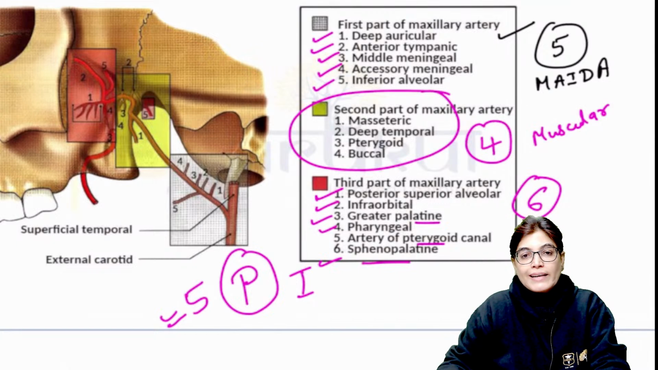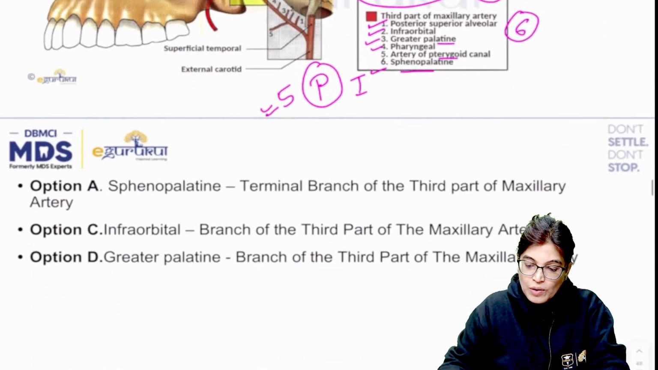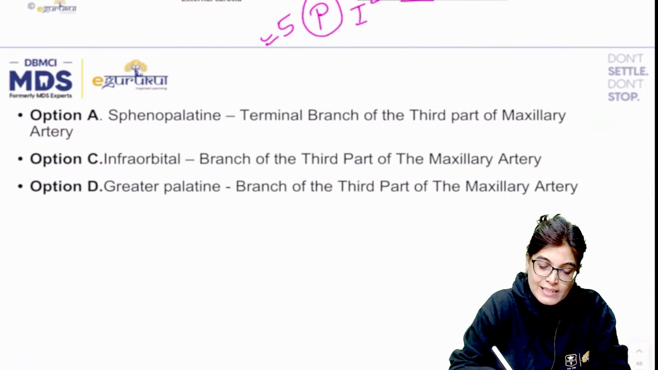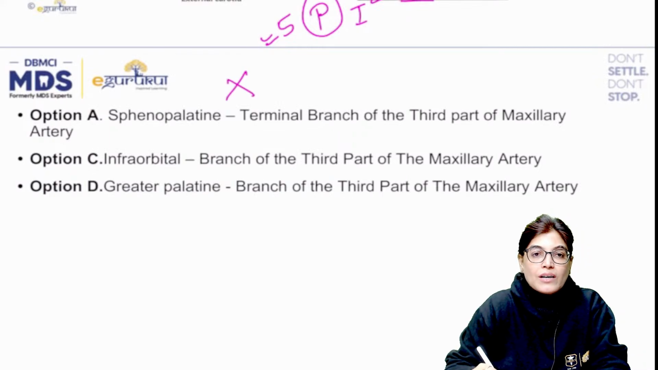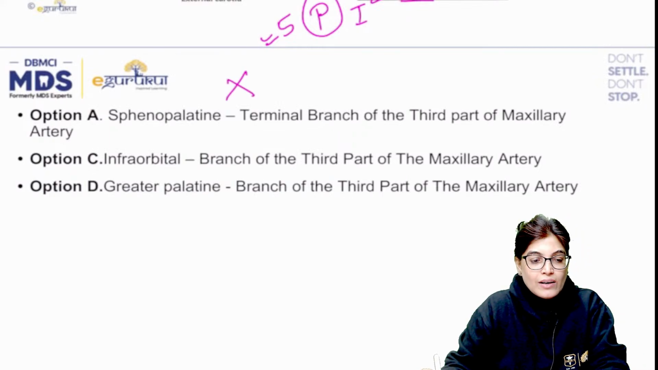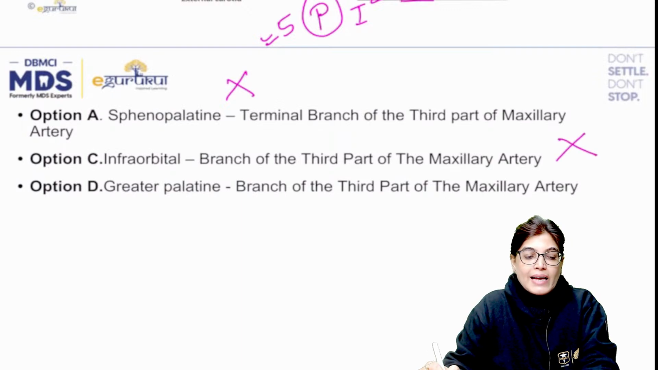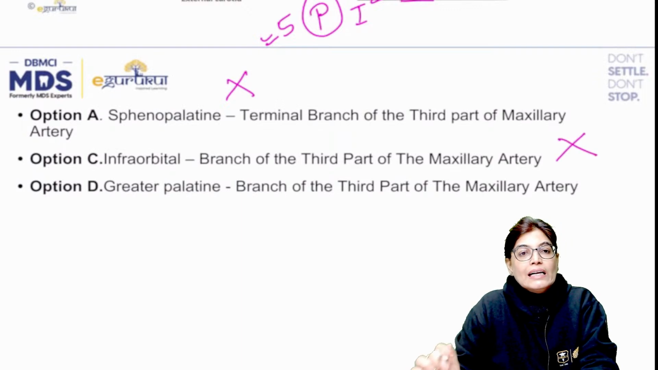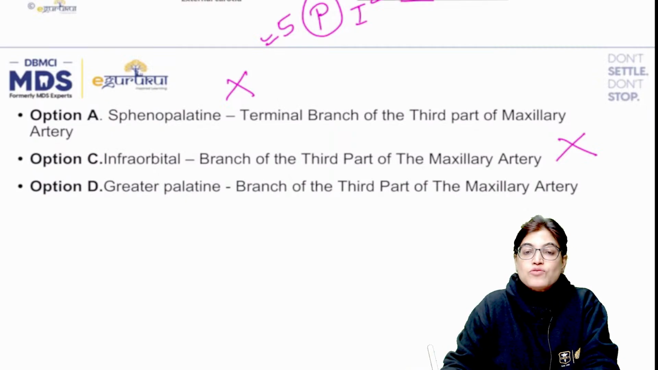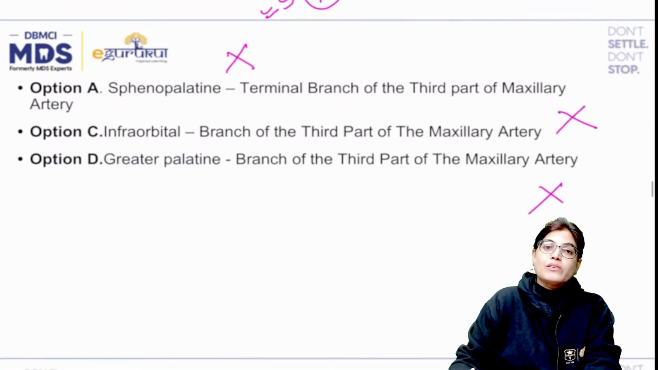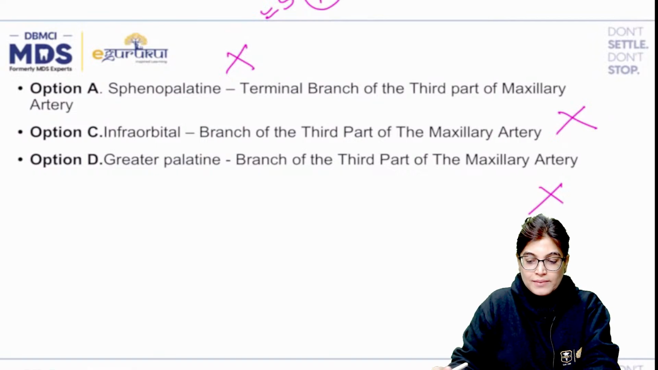Now let's talk about the next question. Before that, sphenopalatine is the terminal branch of the third part of maxillary artery, so it's not the right answer. Infraorbital is a branch from the third part of maxillary artery, so it's not the right answer. Greater palatine is also a branch from the third part of maxillary artery, so it's also not the right answer.